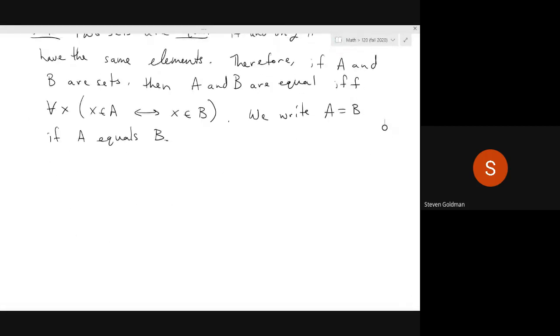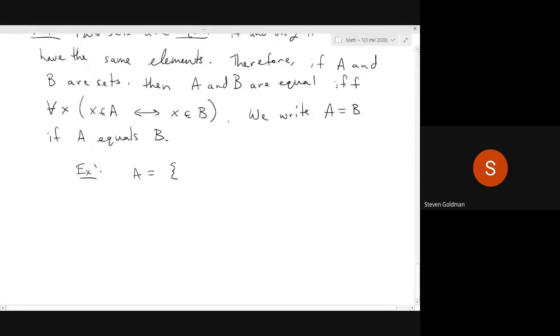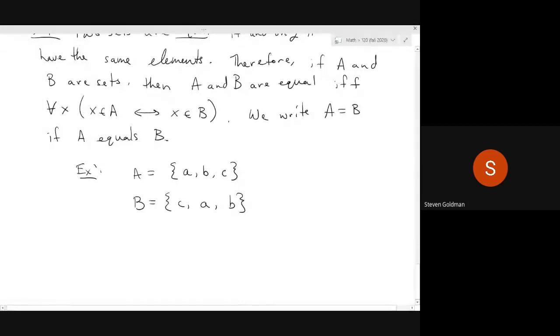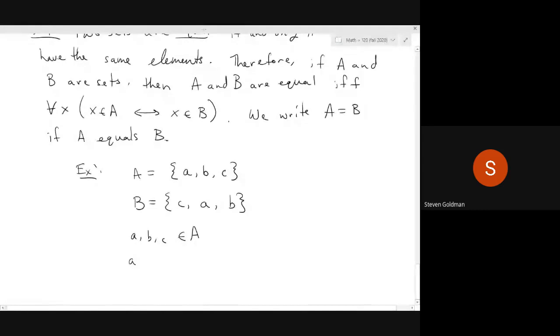Since you asked me about order, let's say I have a set A that has in it the elements A, B, and C. And a set B that has in it the elements C, A, and B. These two sets are the same set because everything that's in A is in B, and everything that is in B is also in A. A, B, and C are all elements of A, and A, B, and C are all elements of B. There's nothing in A that's not in B. There's nothing in B that's not in A.